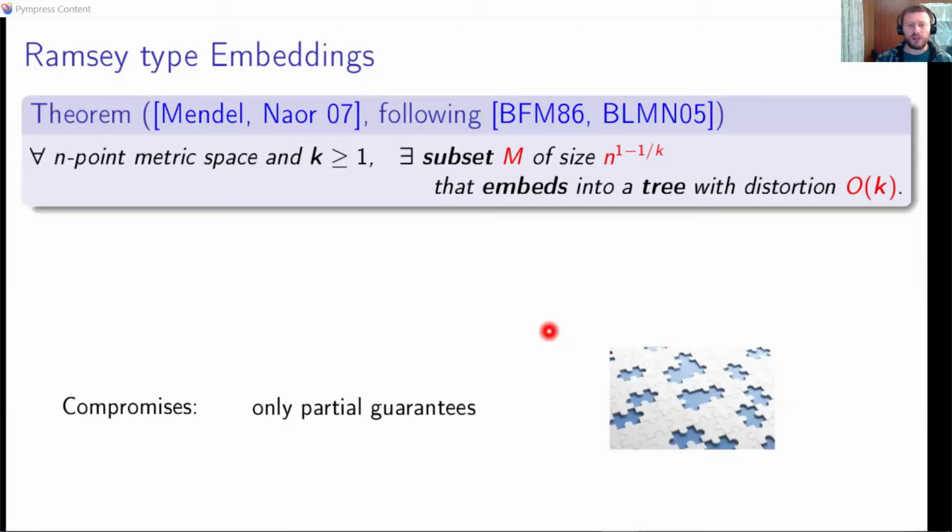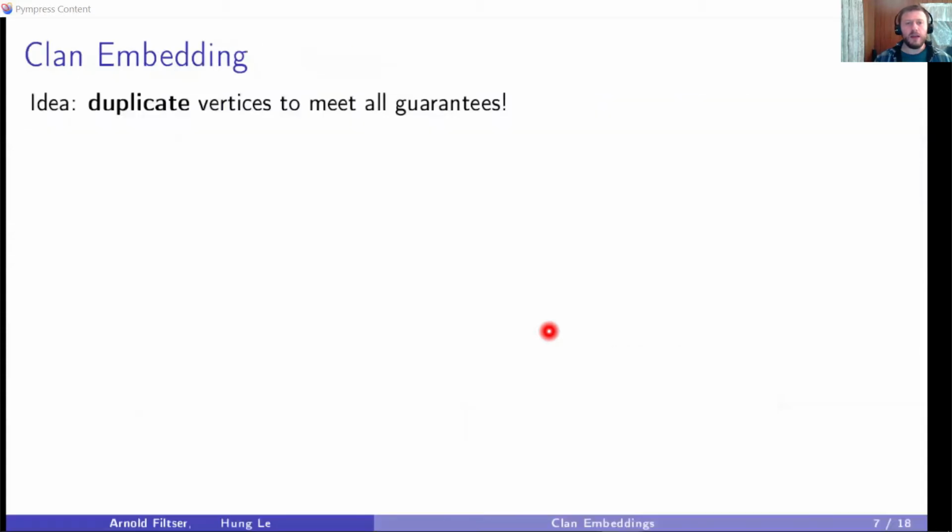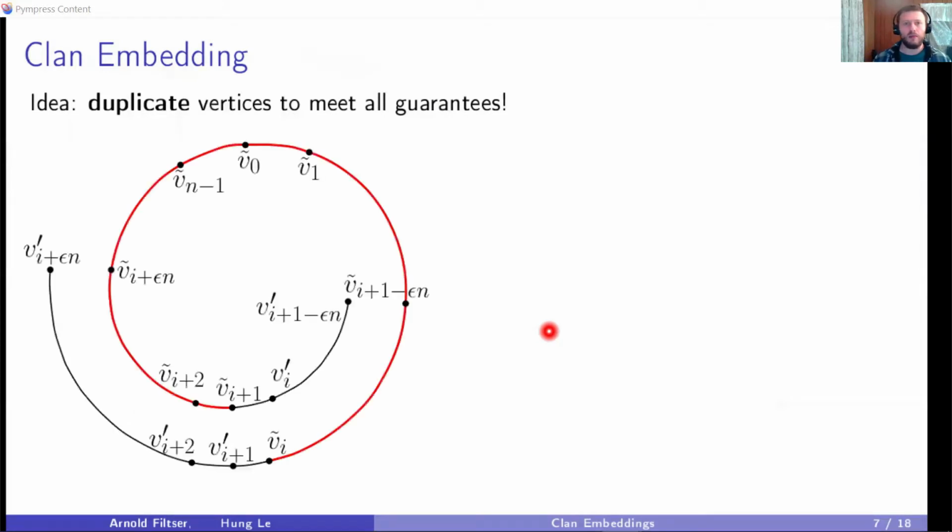And to cope with this compromise and the previous one, in this work, we introduced clan embeddings. The idea is that we would like to get a worst case guarantee for all vertex pairs. To compromise for this, we'll duplicate vertices, and therefore we'll be able to prove more. Specifically, in this cycle idea, we rip the cycle off at, say, point i, and when we add some copies of these vertices, there will be some vertices, for example this v_{i+1}, which will have 2 copies.